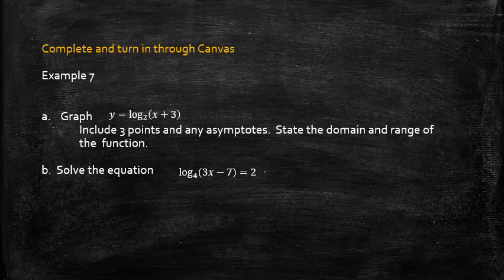Okay, complete and turn in through Canvas. So example 7, part A, graph the function. So we have y equals log base 2 of x plus 3. Include 3 points on your graph and any asymptotes. State the domain and range of the function. And then also solve this logarithmic equation. Log base 4 of the quantity 3x minus 7 is equal to 2.